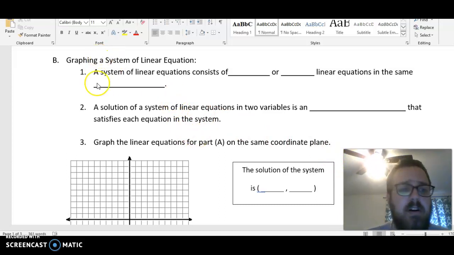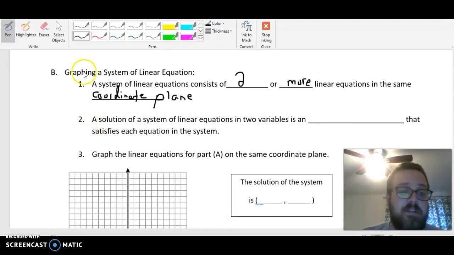A little bit of vocabulary for us to go over here. So when we're graphing linear equations, in terms of a system, we're looking at two or more linear equations that are in the same coordinate plane, meaning we're going to be taking these two lines, we're going to graph them, and mainly what we're going to be looking for is what's called a solution to that system.